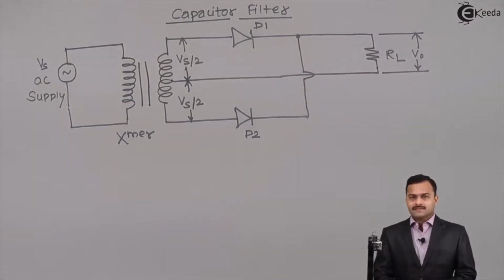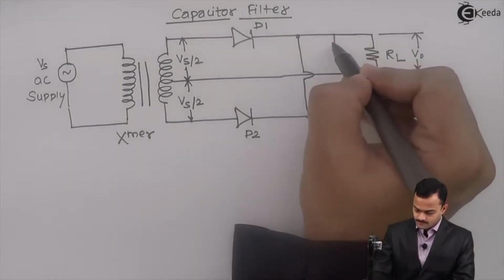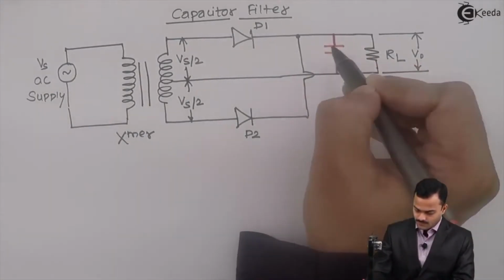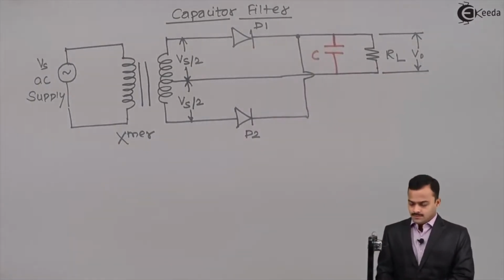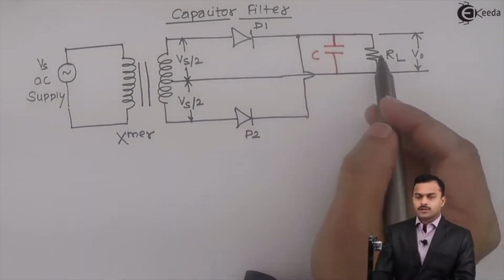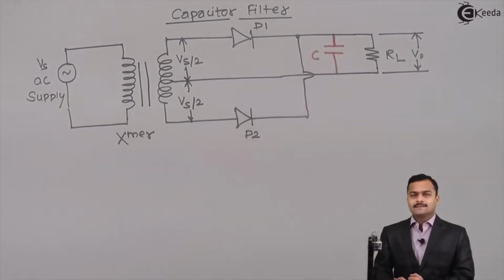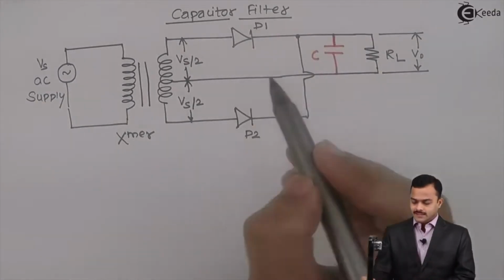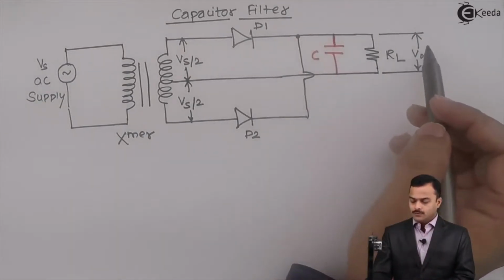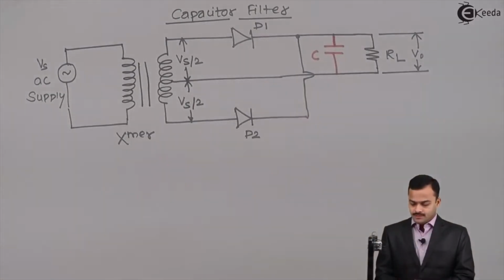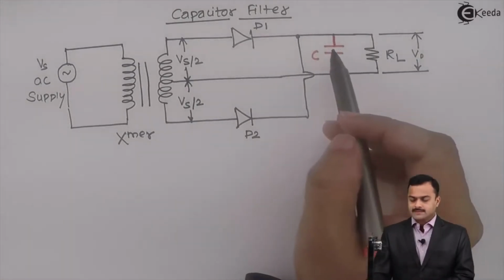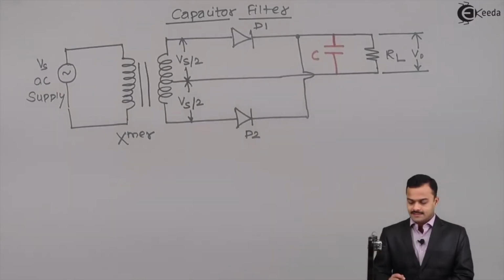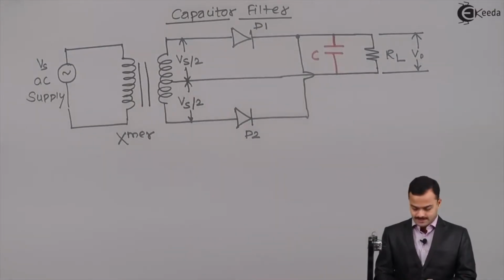Now it's a capacitor filter, so we will connect it across the load like this. So capacitor is connected across the load and the value is few microfarads in order to make the output voltage ripple free. So let's see how capacitor will act in this case. For that purpose, I am going to draw the waveform of output voltage first.